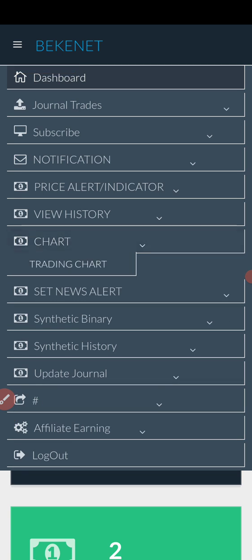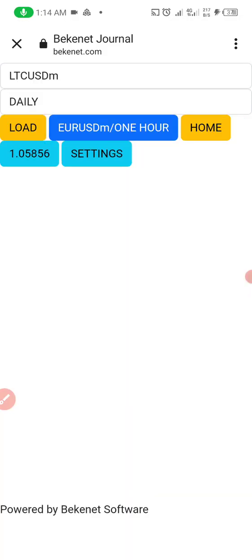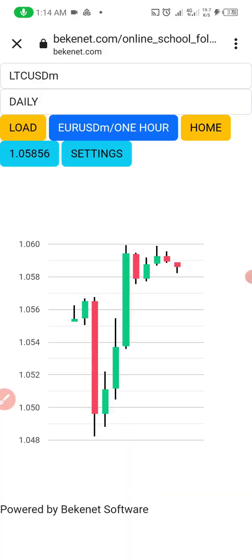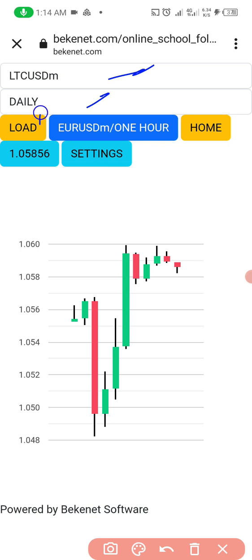Let's say for instance, as you're trading, always plot your charts. Always plot your chart. How do you plot your chart? You just come here. That is very simple. This chart will help you a lot to see where price is reacting to certain key levels and all that. So first thing first, all you need to do is select your pair, select the time frame, then you click load.